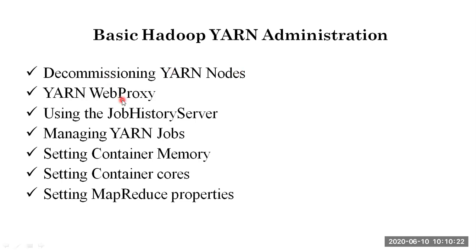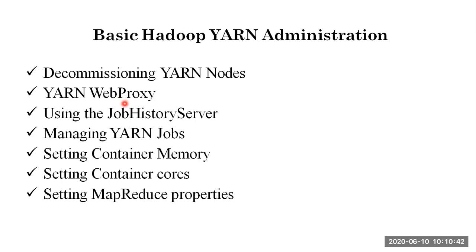Second, Yarn web proxy. As the name suggests, the web proxy acts like a server. This web proxy is an application server. It is a sub proxy server in Yarn. And its use is that it addresses the issues with the cluster web interface on application masters.